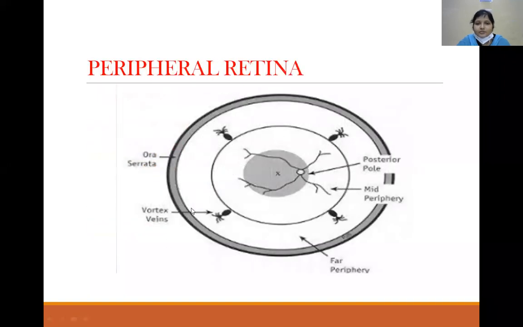So this is a diagrammatic representation of the peripheral retina. 1.5 mm around the macula you have the near periphery, and surrounding 3 mm is the mid periphery. And from 8 to 10 mm temporal to the disc and 16 mm nasal is the far periphery. And the most peripheral part is the ora serrata, where the retina continues into the choroid.